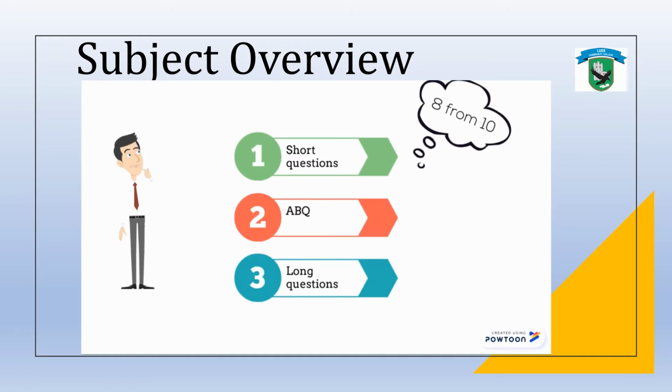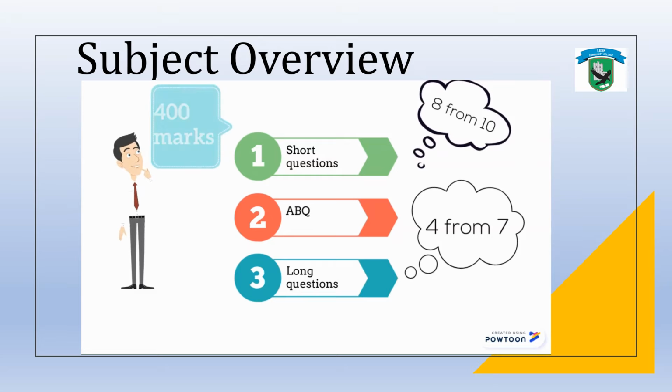The exam is split into 3 different sections. Section 1 is short questions where you choose 8 from 10. Then we have the applied business question, which is an unseen piece of text which you must link to theory. And then finally we have 7 long questions in which you must choose 4. The whole exam is worth 400 marks.